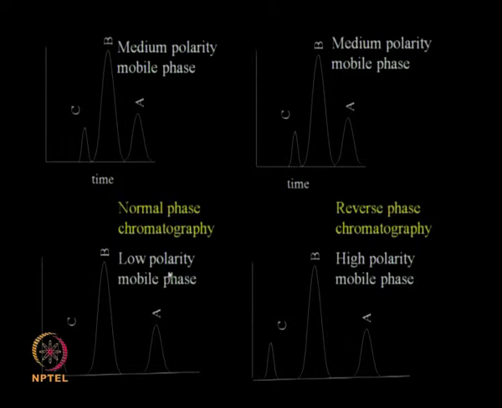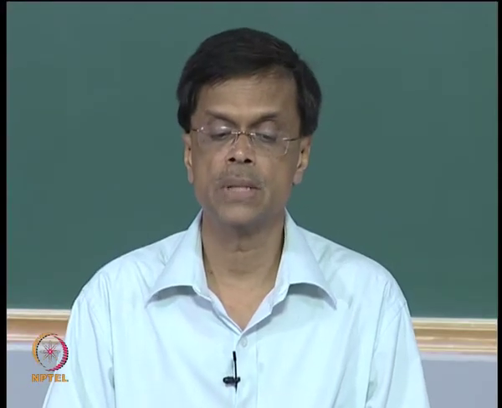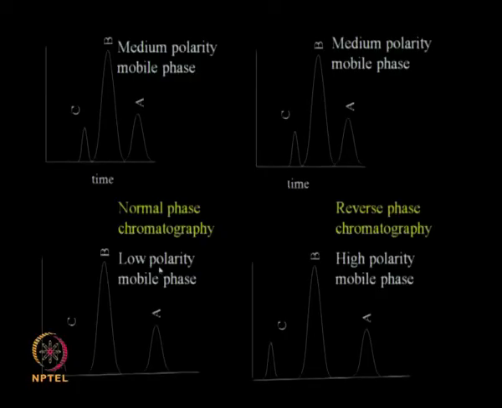Low polarity means you make it more hydrocarbon, that means you make it more hydrophobic, then you get good separation of these peaks. Why is it so? You have the normal phase which is polar, so it attracts more hydrophilic groups, it does not interact with the hydrophobic groups. Okay. So by going down in hydrophilicity, by making it more hydrophobic, we are getting good separation.